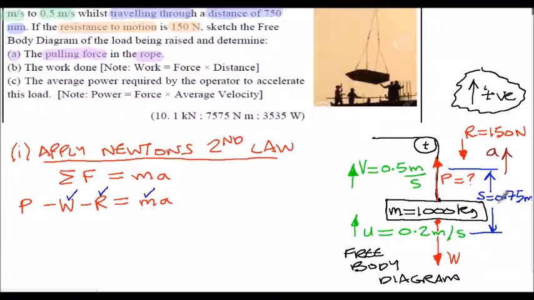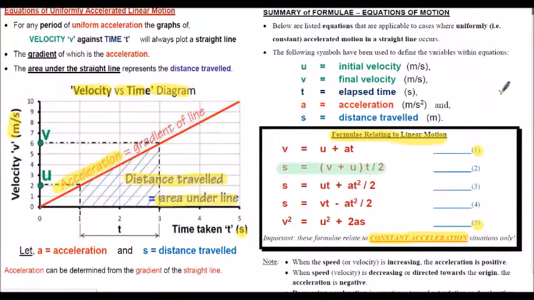Last week's lecture was about the equations of motion, and these are the equations in the bolded box there. I need an equation that will allow me to find the acceleration when I'm given the initial and final velocities and the distance travelled. The first four equations all contain time, and we don't have the time in this question. But the fifth equation in that list is v squared equals u squared plus 2as. I've got the initial velocity, 0.2 meters per second, and the final velocity, 0.5 meters per second.